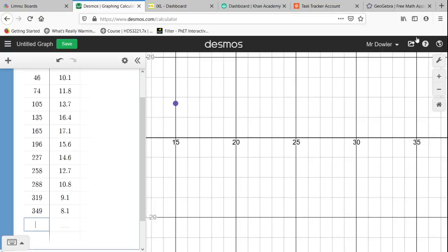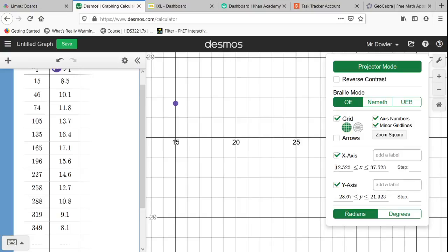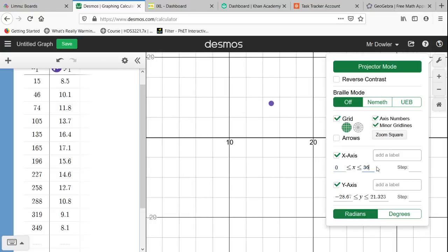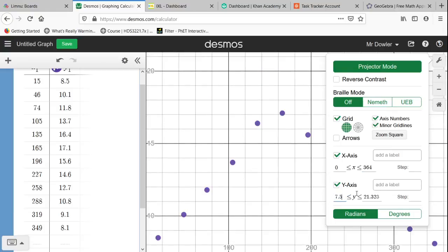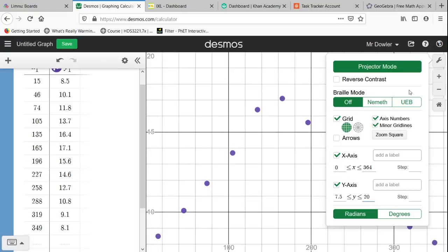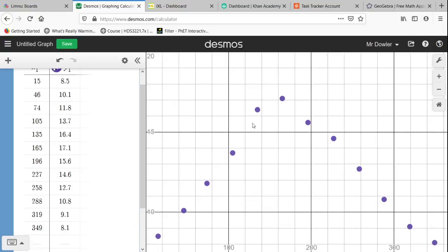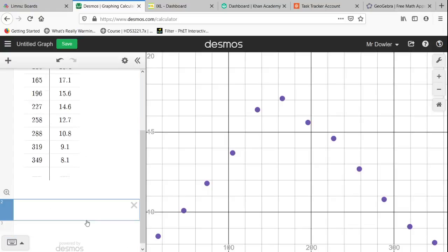All right, our data has been entered, but again, we need to make sure we are looking at it. The day of the year runs from 15 to 349, so we'll go from, say, 0 to 364. For our range, the lowest value I'm seeing on the table is 8.1, so let's go with, say, 7.5. The highest I see is 17.1, so let's go with, say, 20. And now we have a model for the amount of hours of daylight in Regina for this 12-year period.